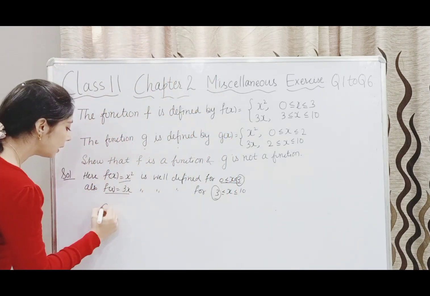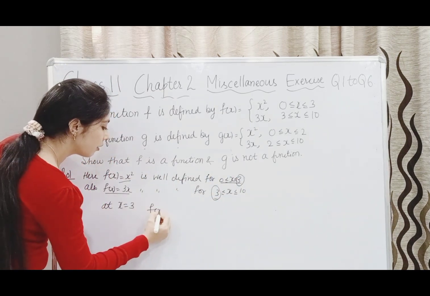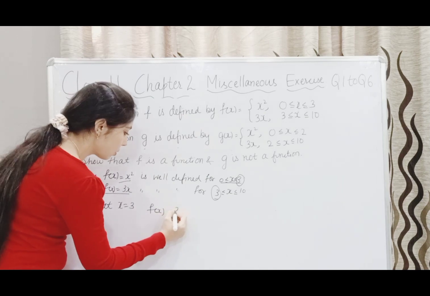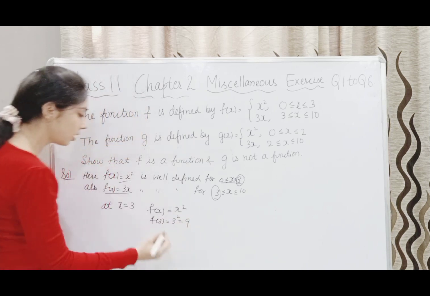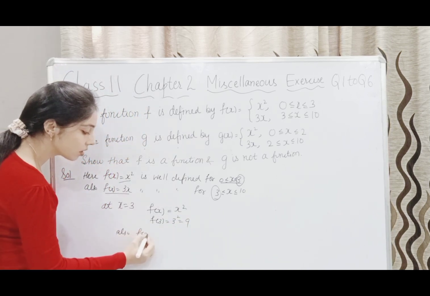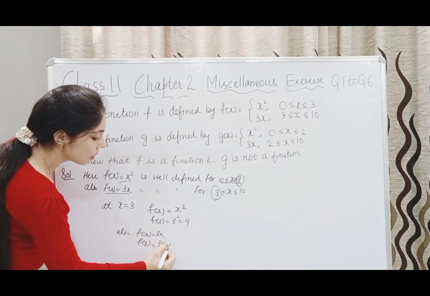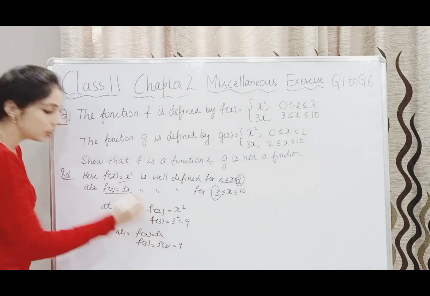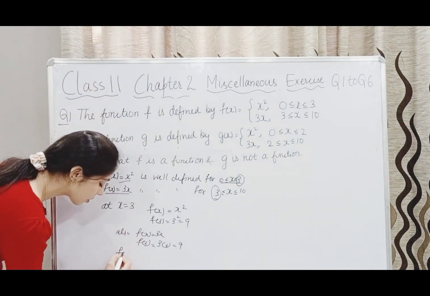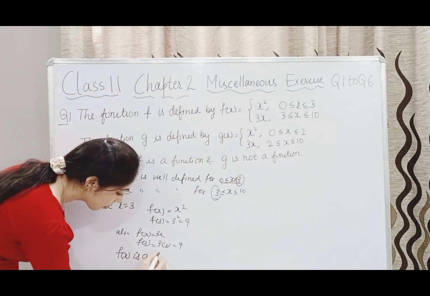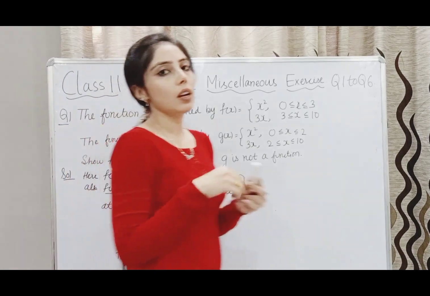So at x = 3, if I take f(x) = x square, then f(3) will be 3 square, which is 9. Also, f(x) = 3x. If we put 3 in this function, we will get 9. So in both cases we are getting the same value. So f(x) is a function. In case we get different values, this will not be a function.